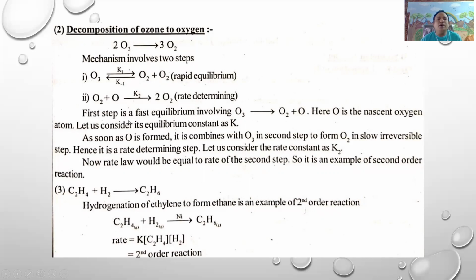Here, the first step is a fast equilibrium involving O3. It gives O2 plus nascent oxygen. Let us consider the equilibrium constant as K. As soon as nascent oxygen is formed, it combines with the second mole of ozone in the second step to form oxygen in a slow reversible step. Hence, it is the rate determining step.